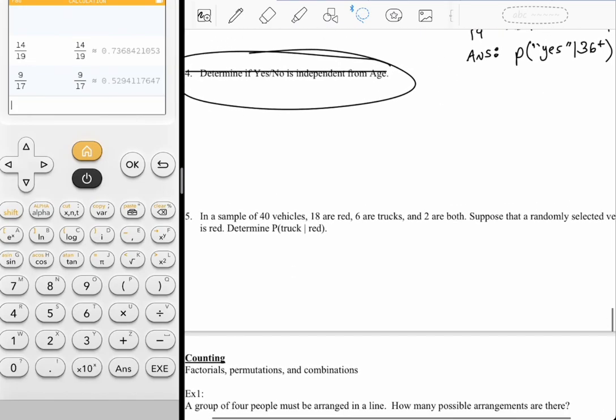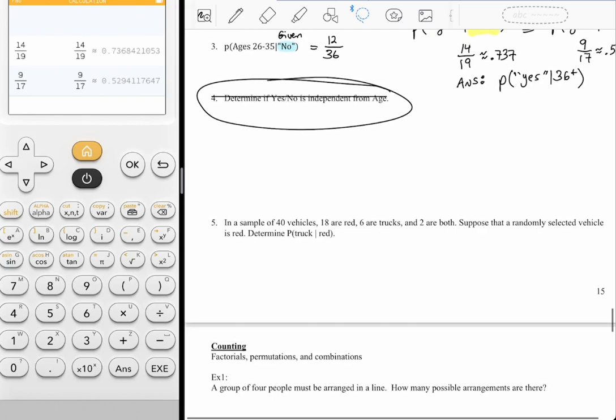Anyway, sample of 40 vehicles. You have 8 are red, 6 are trucks, 2 are both. Suppose that a randomly selected vehicle is red. Determine the probability that it's a truck. All right. So, I mean, we could actually figure it out just by the context, but I'm going to show you the table approach.